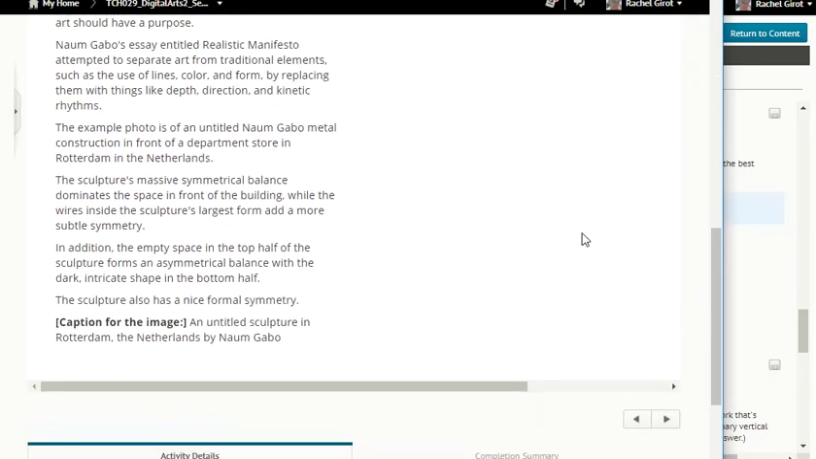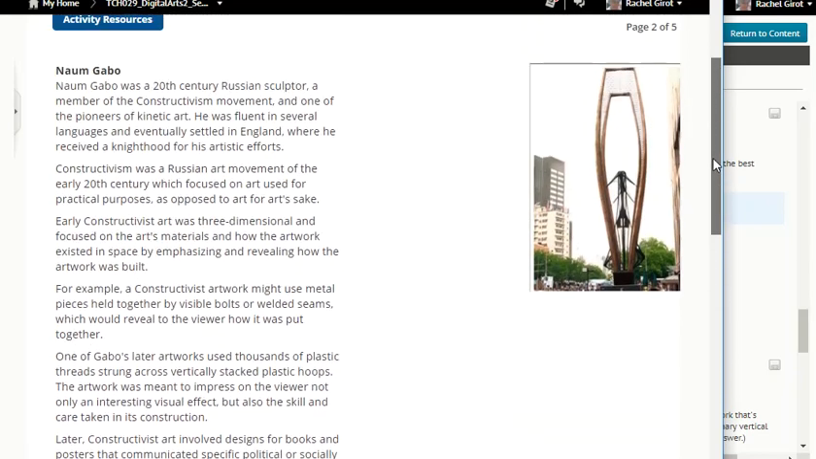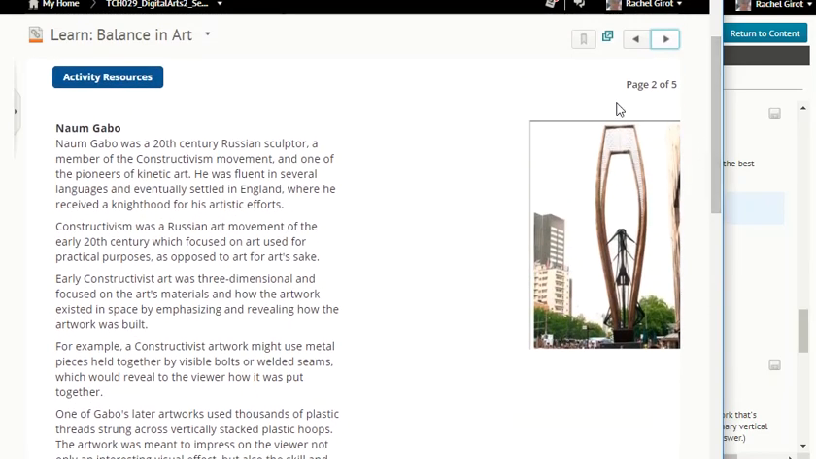In addition, the empty space in the top half of the sculpture forms an asymmetrical balance with the dark, intricate shape of the bottom half. The sculpture also has a nice formal symmetry. Formal meaning you can draw a vertical line right down the middle, and fold it in half, and there'll be mirror images on either side.